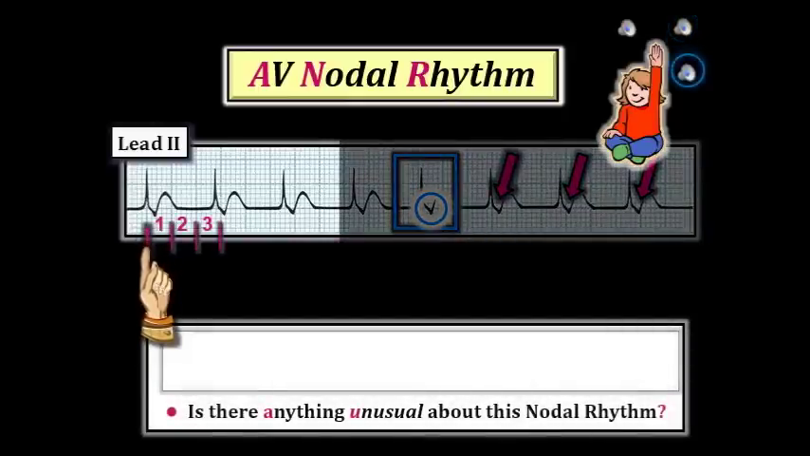Is there anything unusual about this AV nodal rhythm? The answer is the rate, which is simply too fast for an AV nodal escape rhythm. As emphasized in the previous slide, it's important to remember the usual rate range for escape rhythms. The normal AV nodal escape rate is between 40 to 60 per minute. The rate here is much faster than that, so the rhythm is AV nodal tachycardia.